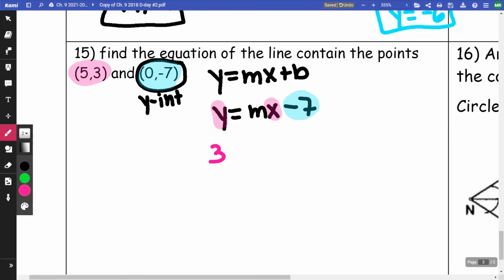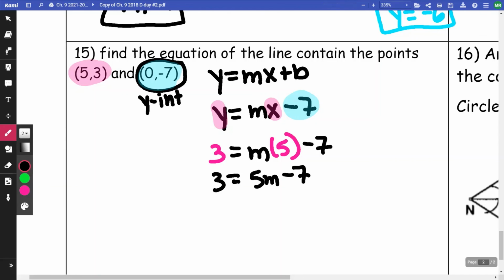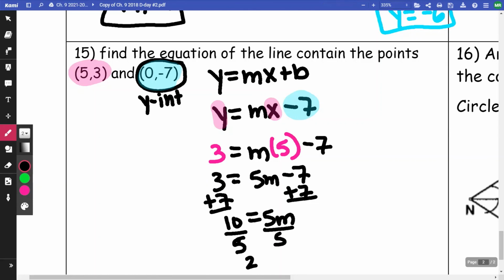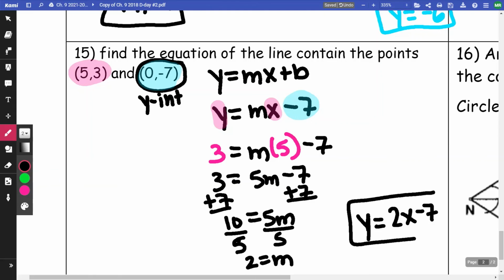So I'm going to get 3 is equal to m times 5 minus 7. So 3 is equal to 5m minus 7. I'm going to add 7 to both sides, and I get 10 is equal to 5m, divide by 5, and my m is 2. So now my equation is going to be y equals 2x minus 7. And that's my equation.